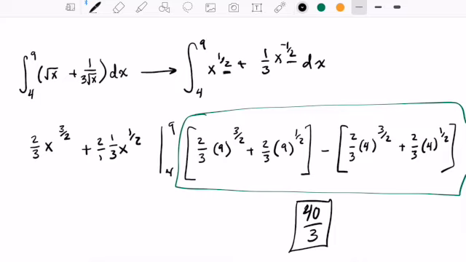So again, taking that definite integral and applying the basic foundations that we know in finding an integral and then plugging in our bounds, it's very simple.